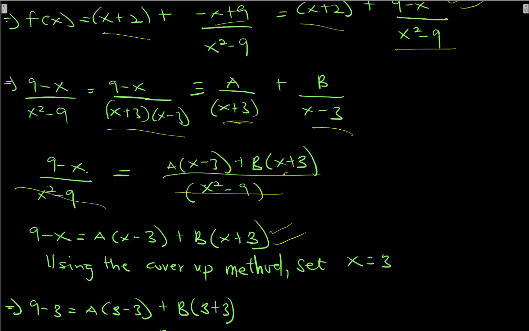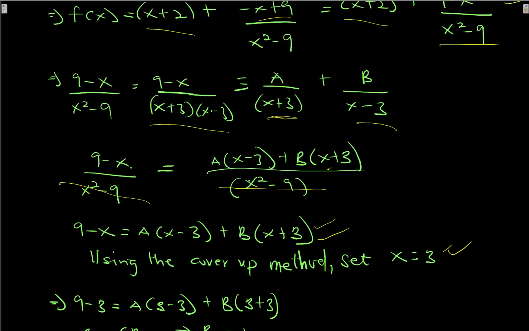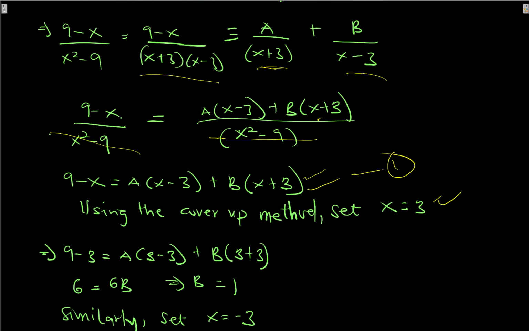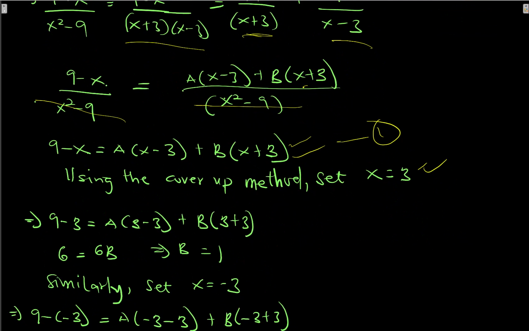So first of all, we use cover up method to eliminate A, okay, by setting x equals to 3. So now let's substitute x equals to 3. So maybe we can name this as what, as your equation 1. Okay, so when you set x is equal to 3 and substitute it into equation 1, it will be 9 minus 3 equals to A times 3 minus 3 plus B times 3 plus 3. But 9 minus 3 is 6. 3 minus 3 is 0. 0 times A is what? 0. Then 3 plus 3 is 6. So we obtain 6B, and this implies that when you divide through by 6, you get what?